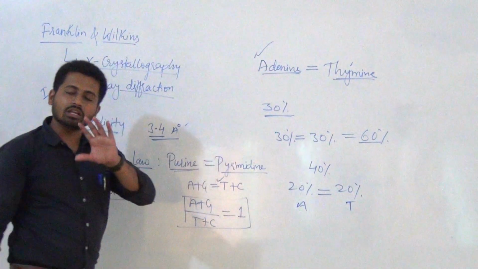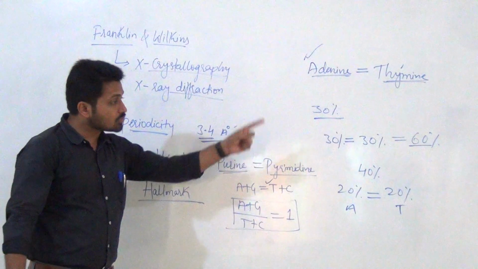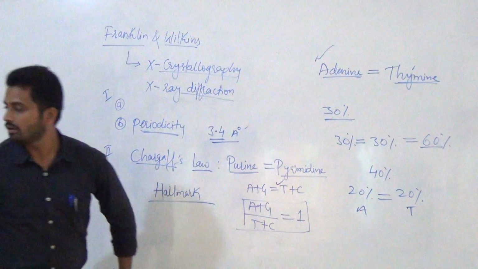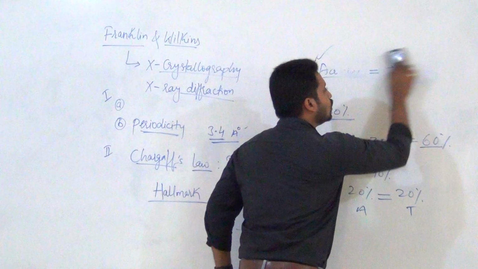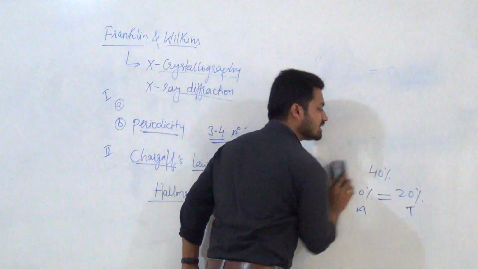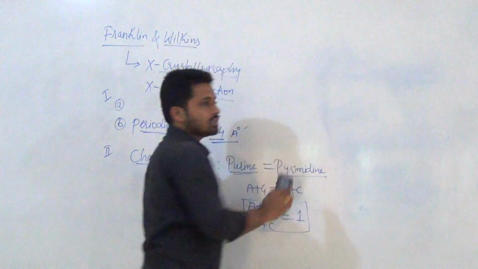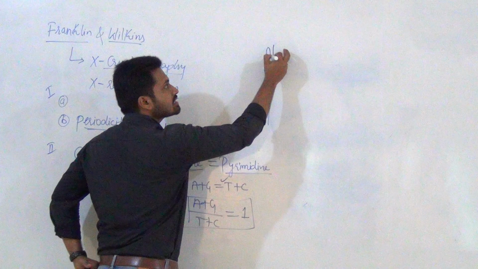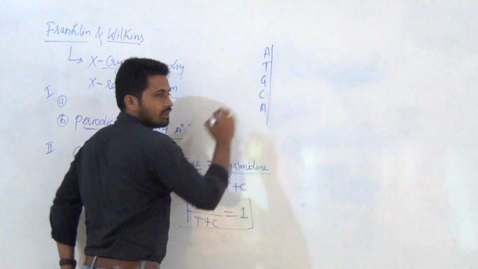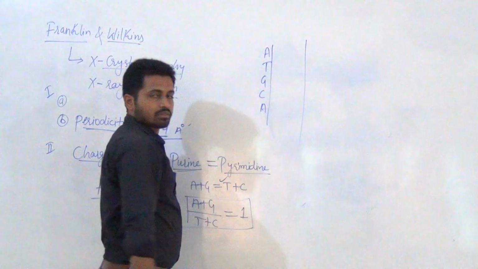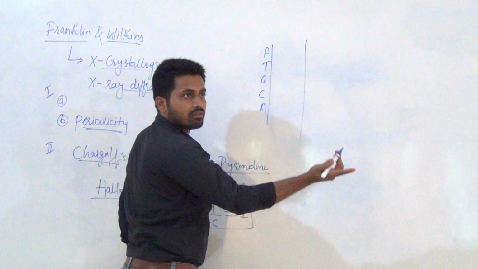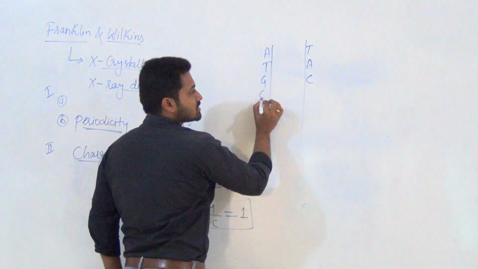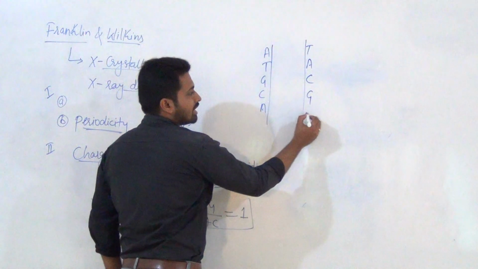So this rule was very important, given by Chargaff, and it is very important in today's studies. That is because if you know the sequence of one strand, suppose one DNA strand has the sequence A, T, G, C, A, what will be the sequence of the other strand? You can predict easily. A always pairs with T, T pairs with A, G pairs with C, and C pairs with G, vice versa.